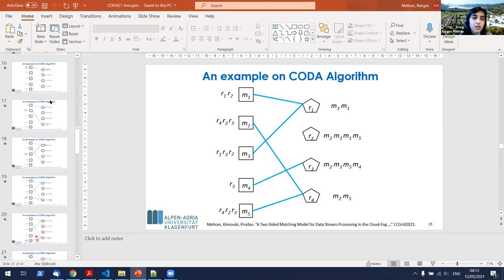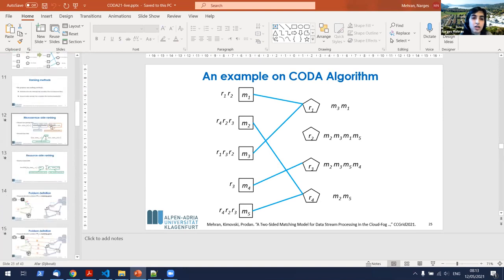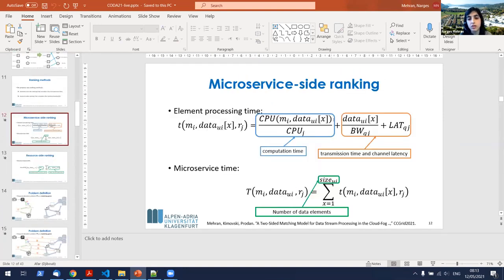So that's why we tried to consider, for example, the element processing time. Firstly, we divide the data stream into different elements, and based on each element, we try to guess whether this microservice, while receiving this data element, will be able to process that sort of application or not.